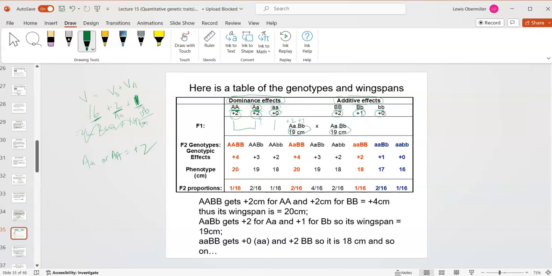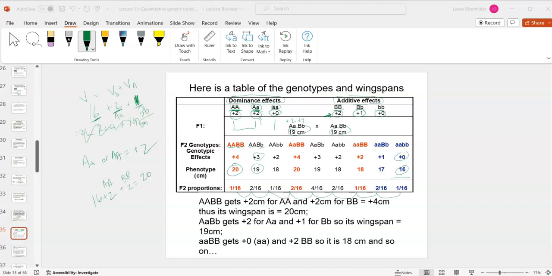Same thing here. So if our baseline is 16 and we have big A and big B, we get to add 2. Big A gives us plus 2. Big B also gives us plus 2 right there. So that would give us a score of 20 here. Then this one is 2 plus 1, so we get a plus 3, so that gives us a 19. And so on and so forth. And if you get a plus 0, then we get a 1 to 2 to 1 to 2 to 4 to 2 to 1 to 2 to 1 ratio if we look that out.